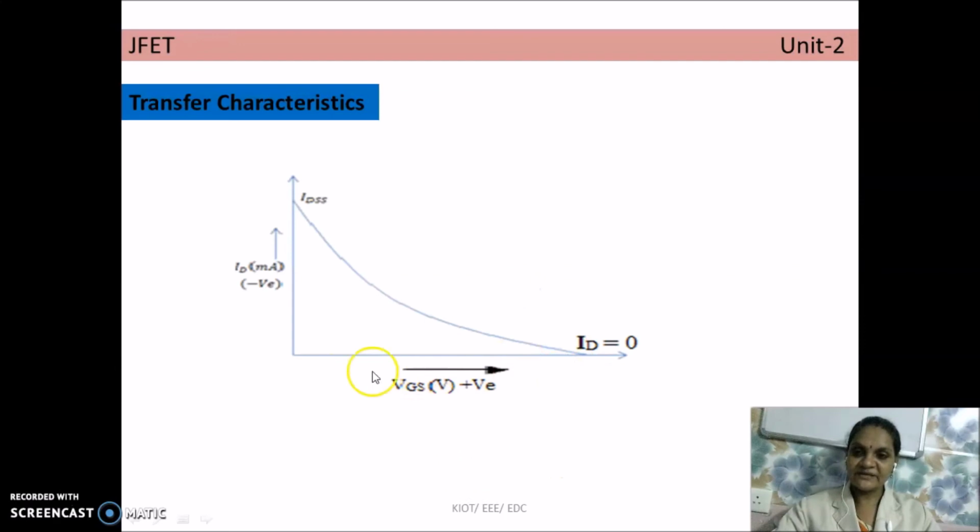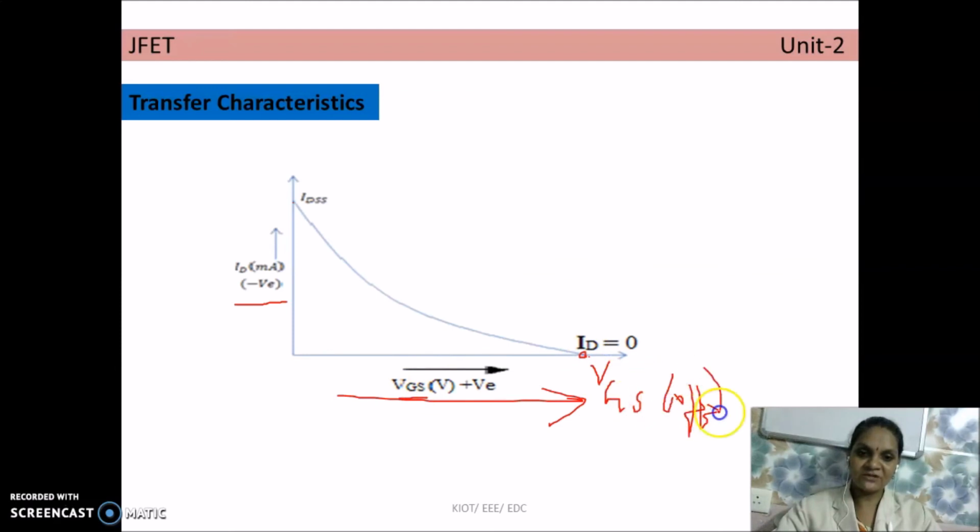Right, first quadrant, second quadrant. In the second quadrant plot, here I have represented ID as negative. If VGS is equal to 0, ID is maximum, and if VGS is increasing, ID is reducing. At one particular value of VGS, ID remains 0, and that value of voltage we call VGS off. This may be asked in 2 marks. So this is the transfer characteristics of P channel JFET.